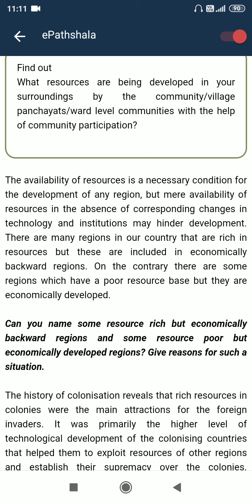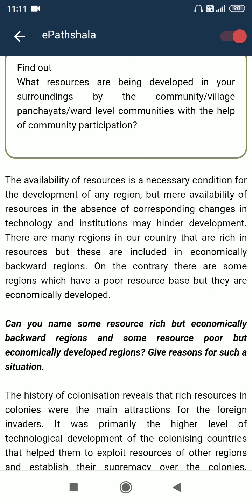The availability of resources is a necessary condition for the development of any region, but mere availability of resource in the absence of corresponding changes in technology and institution may hinder development. There are many regions in our country that are rich in resource, but these are included in economically backward regions. On the contrary, there are some regions which have poor resource base but they are economically developed.